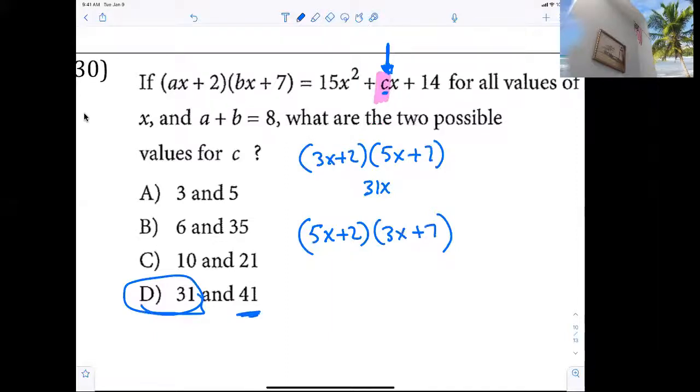So, how much is this? How much is this? 35 and 6 probably is what? Yeah, 41. That's the other answer. That's how we got those two possible answers.